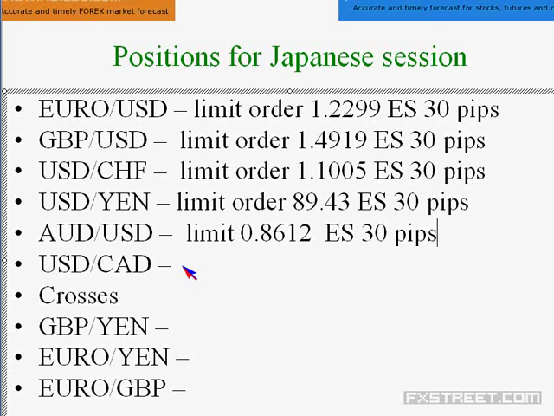Then USD CAD, the current level is 1.0422 and 1.0417 is the low. I'll keep the limit order at 1.0418, 1 pip above the current low, so that I'll get a definite fill, with a 30 pips stop order.